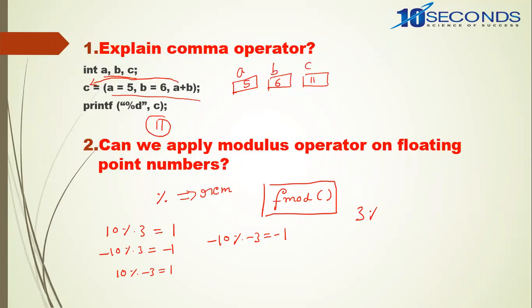Now if you take 3 modulus 10, so 3 is the numerator and 10 the denominator, 0 point. After this decimal point, it will truncate. 10 into 0 is 0. 3 minus 0 is 3. 3 is the remainder, because integer division truncates the fractional part. When the numerator is an integer and the denominator is an integer, it is called integer division. It truncates the fractional part. That is why you don't get 0 point something. So after the point, it will be truncated. So you get the answer as 3.